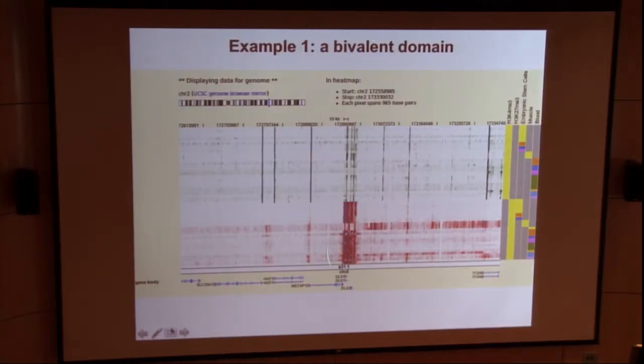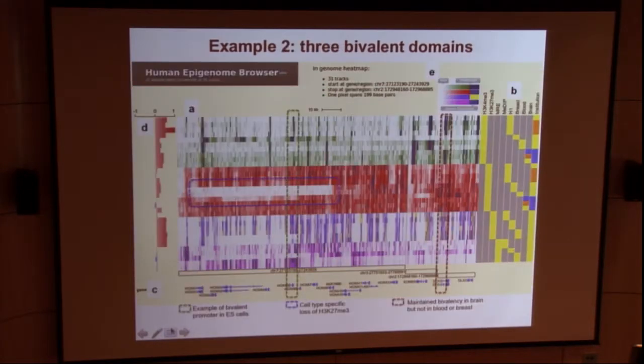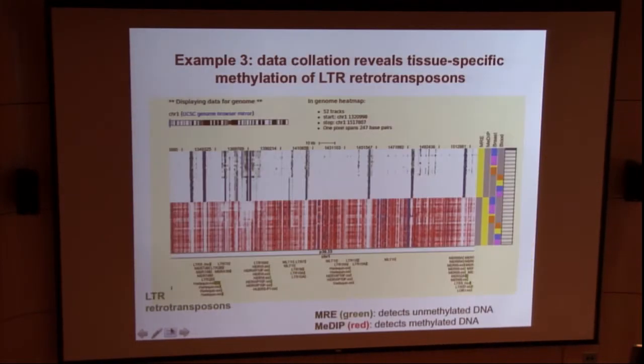So this is an example showing a bivalent domain. This is actually from Brad Bernstein's lab. This is showing 3 bivalent domains next to each other, all by just clicking a few browser buttons.